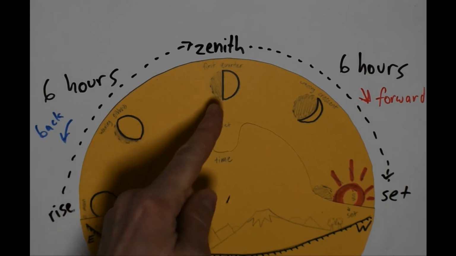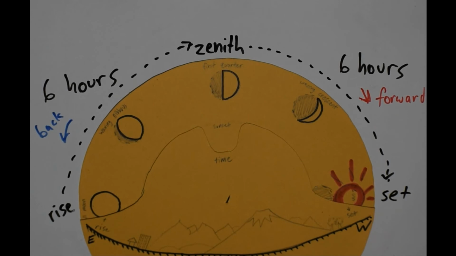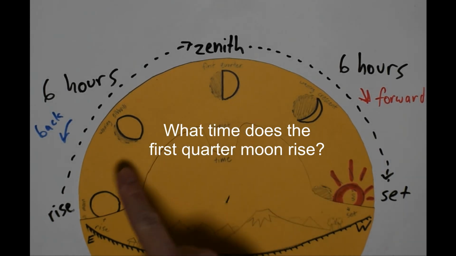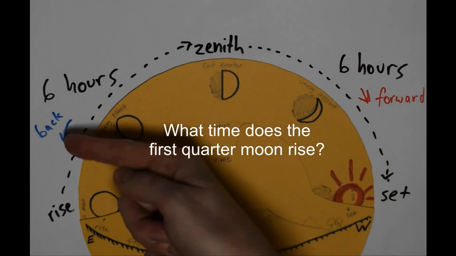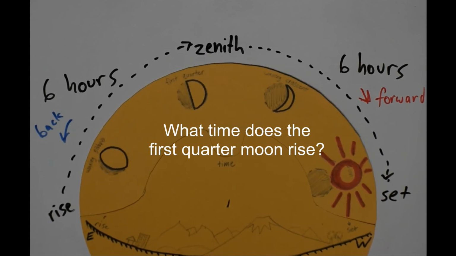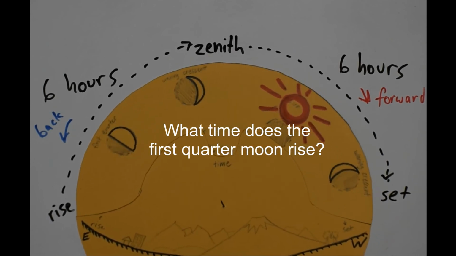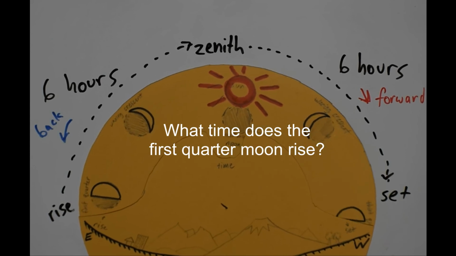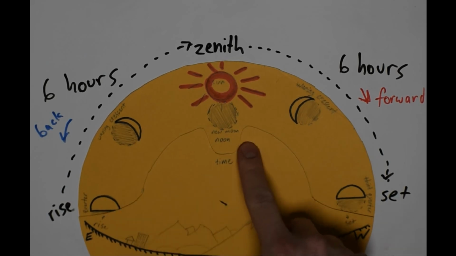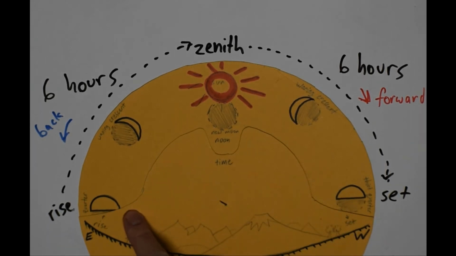Okay, so it's sunset again, 6 p.m. The full moon is rising, the first quarter is at zenith, the sun is setting. So again the question, when does the first quarter moon rise? We need the first quarter moon to be rising. So let's go back 6 hours. We want to move the diagram, or find a diagram that shows the first quarter moon rising. So the first quarter is now rising. What time is it? The answer is noon. The first quarter moon rises at noon.